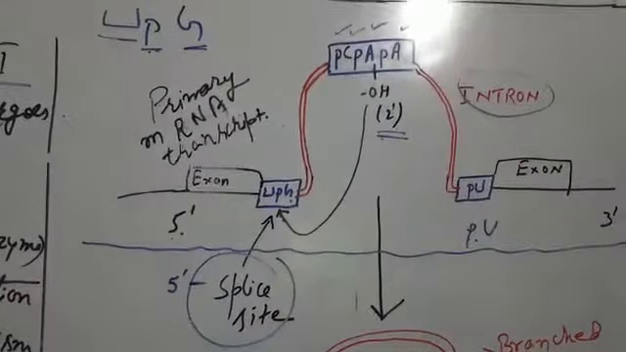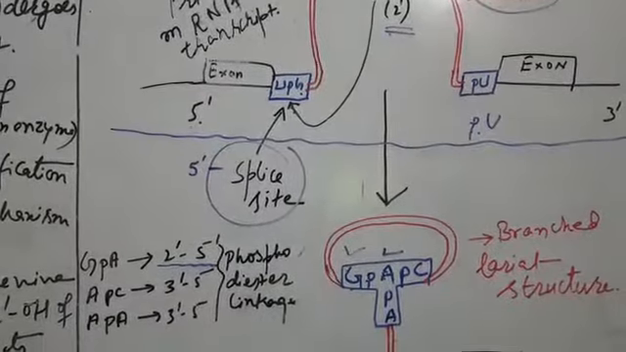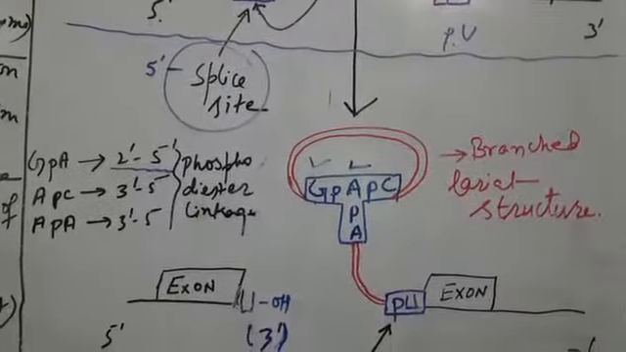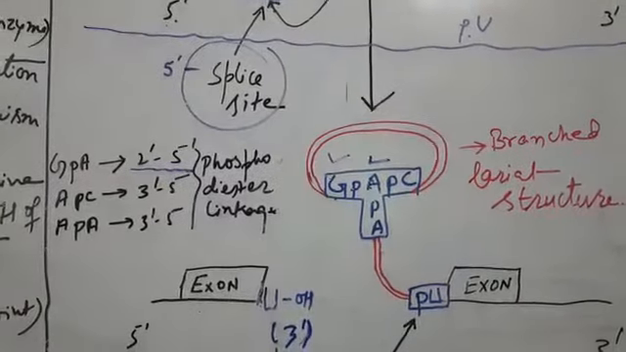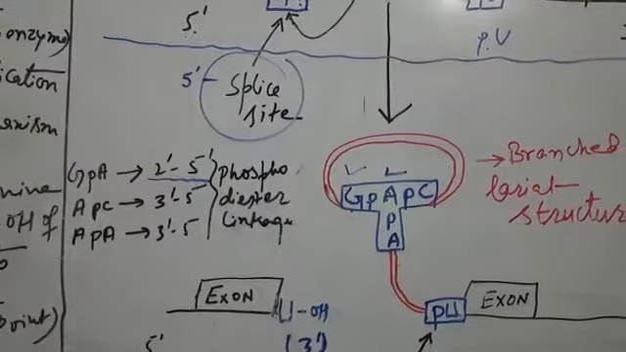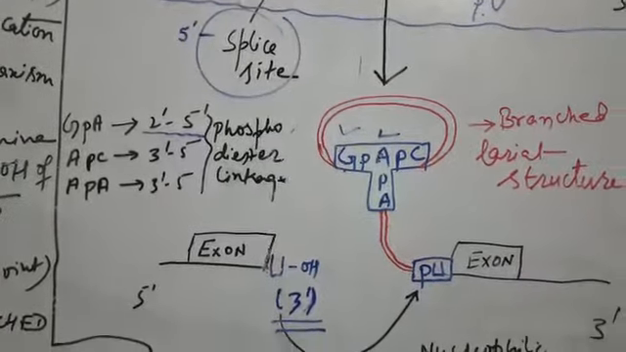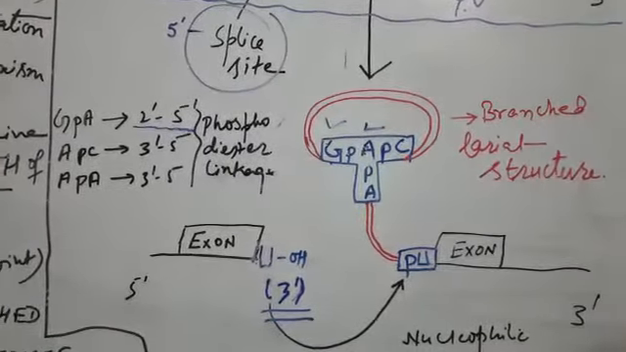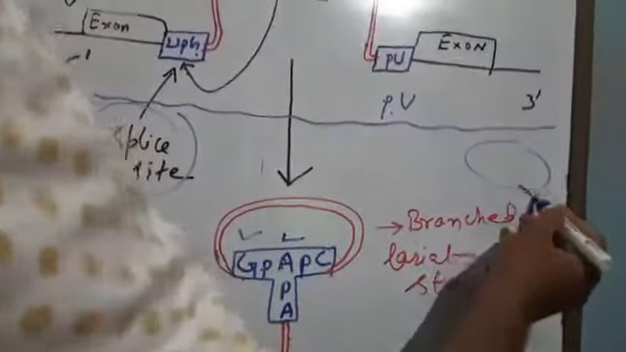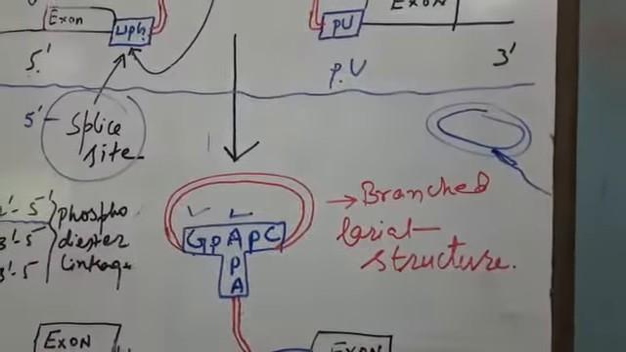And this structure resembles a lariat, or you can say a branched lariat structure. And when you talk about a lariat, you are talking about a circular rope made of leather, which is used to catch livestock. You see here, livestock are caught by this type of circular rope.